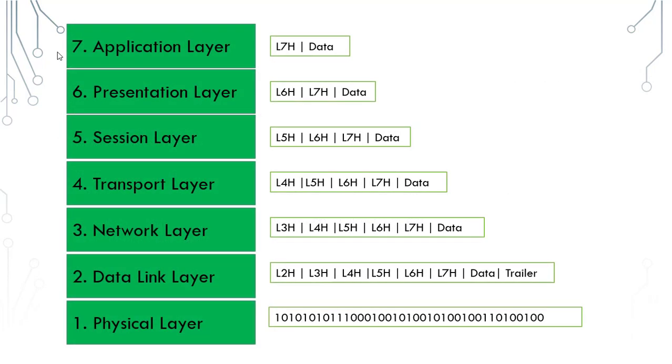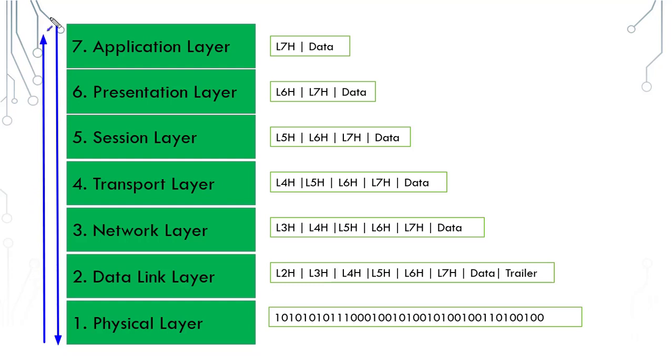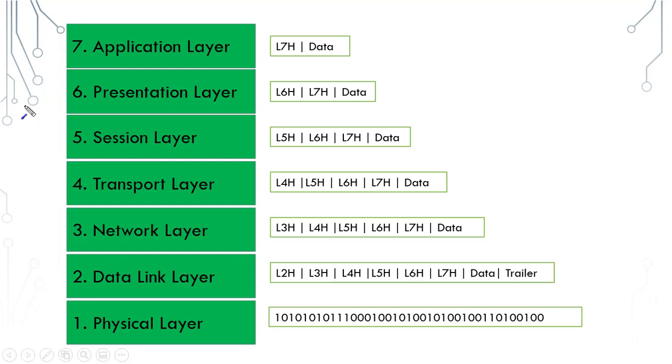So in OSI, we have 7 layers: application layer, presentation layer, session layer, transport layer, network layer, data link layer, and physical layer. The process of going from top to bottom in the stack is referred to as encapsulation, whereas going upward in the stack is referred to as decapsulation. In this video, I will be giving an introduction to each layer and its functionalities, and in future videos, I will be explaining each layer and its functionalities in detail.